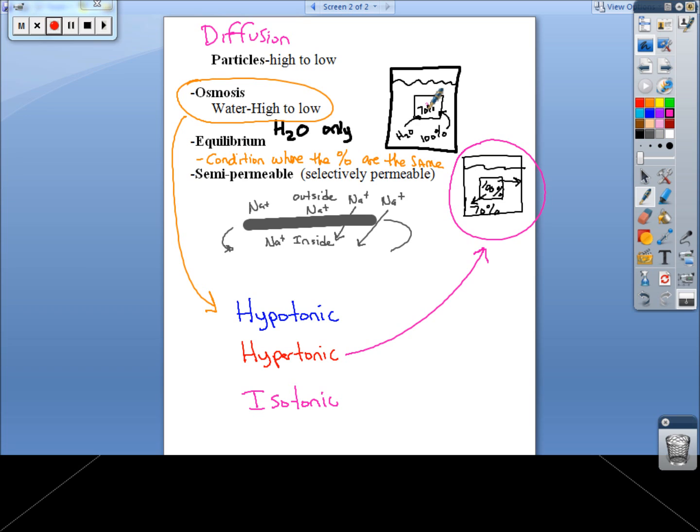Okay, and then this one here, the baggie, the cell, has 70%. The 100% outside the cell is more. So it has less. It's kind of like a hypodermic needle. So this cell is hypotonic.